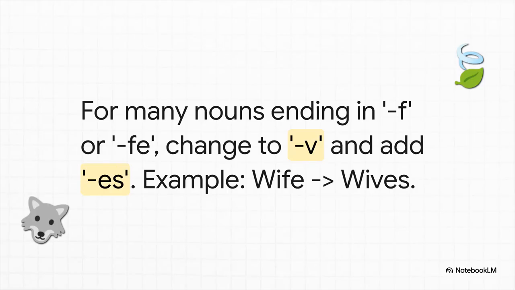Next up, we've got words ending in F or FE. This is another one where the sound actually changes. For a lot of these words, that sharp F sound softens into a V sound in the plural. So wife becomes wives, leaf becomes leaves.